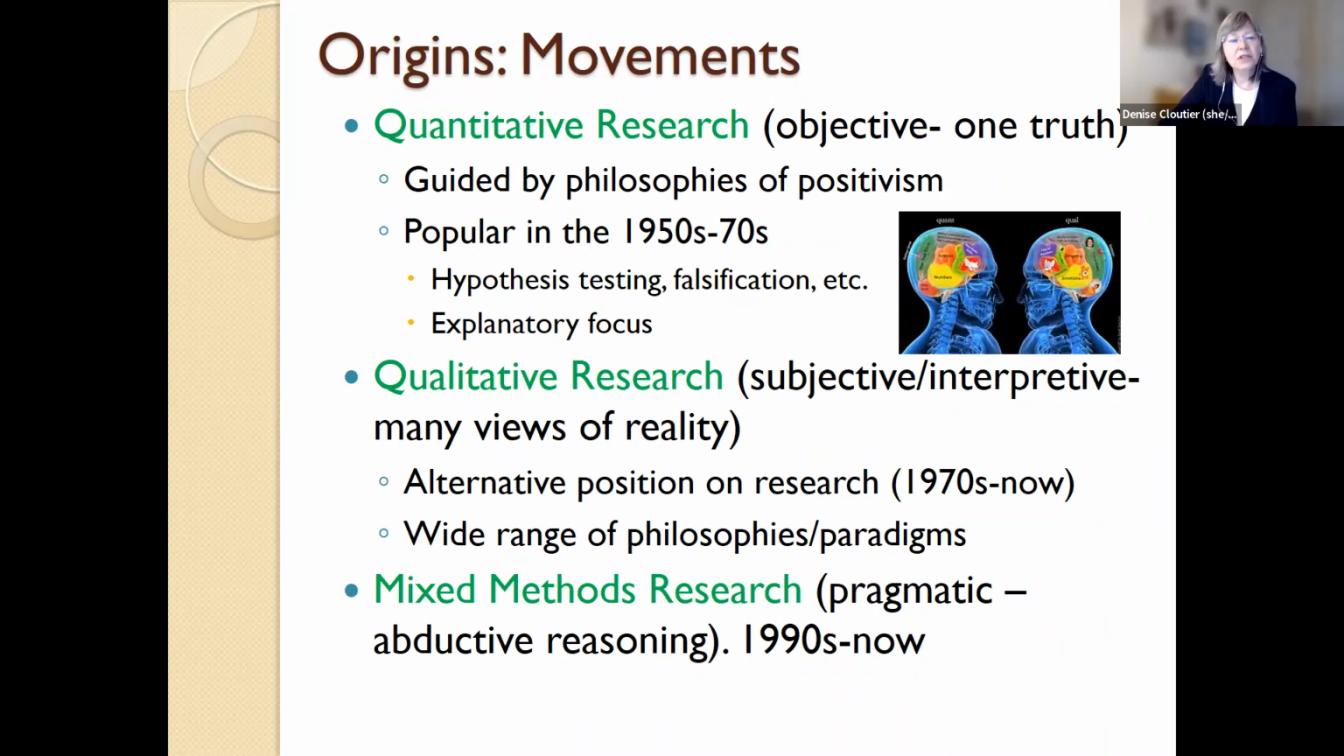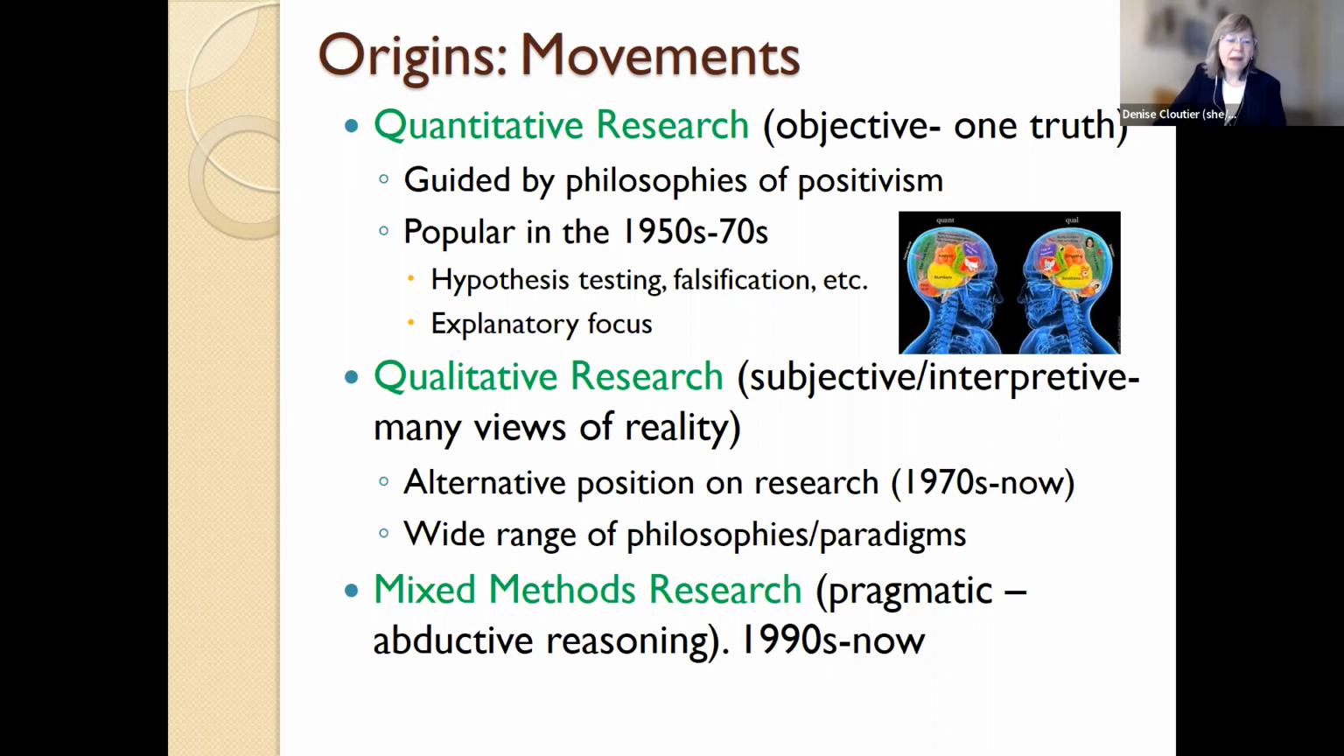After that, or in opposition to quantitative research, came the recognition that we couldn't learn all we wanted to know by doing research in a quantitative fashion. So what developed was qualitative research, orientations to the world that reflect more on our subjective positions and interpretive views of reality. There are many views of reality, and we can't understand the world and all phenomena from a quantitative perspective, so qualitative research can deepen our understanding of phenomena. This might have been considered an alternative position on research that developed in the 1970s and onward, more or less, and it has a wide range of philosophies and paradigms within which you can work, like phenomenology, ethnography, etc.